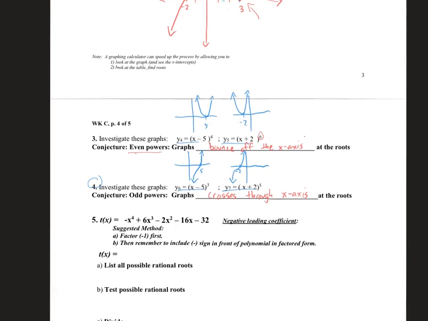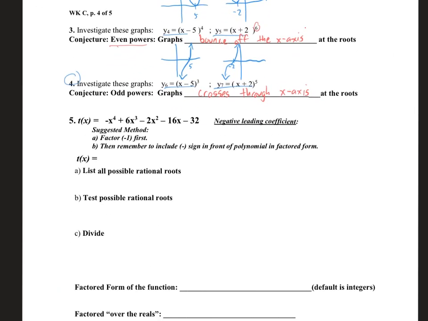Number 5, looking down at it, we have a negative leading coefficient. Here's a suggestion. I think it's a pretty handy suggestion. Whenever we have a negative leading coefficient, we factor out the -1 first. Okay, and that's going to help us factor this thing a little bit easier, and move forward a little bit more quickly, or efficiently, through the problem.